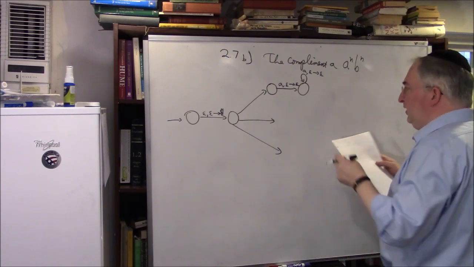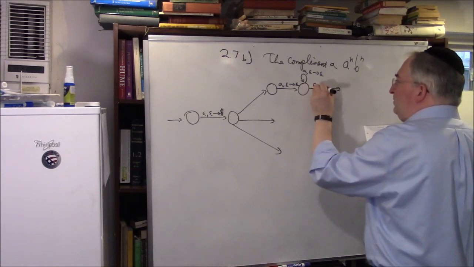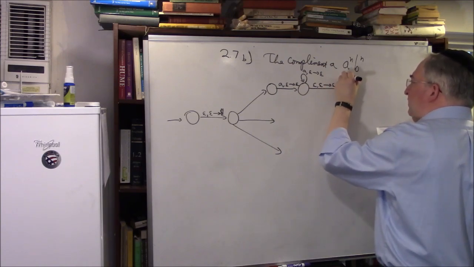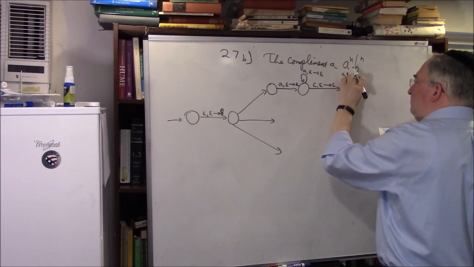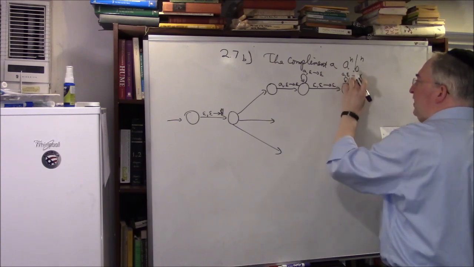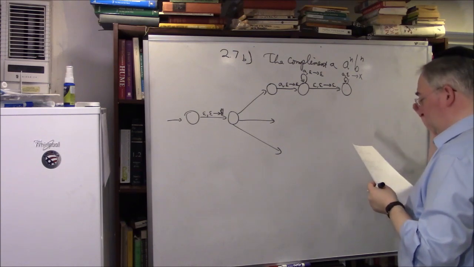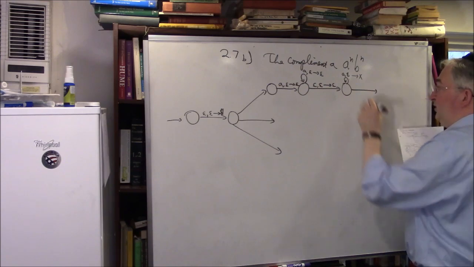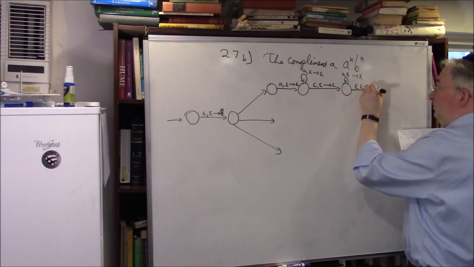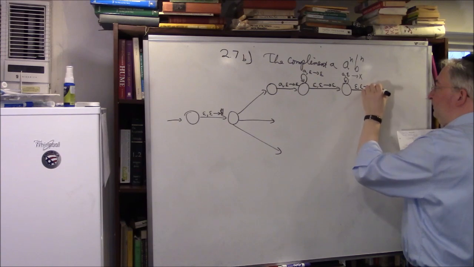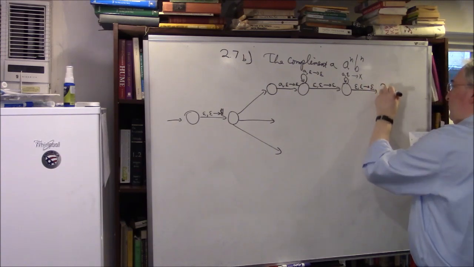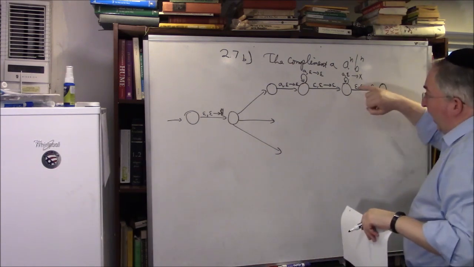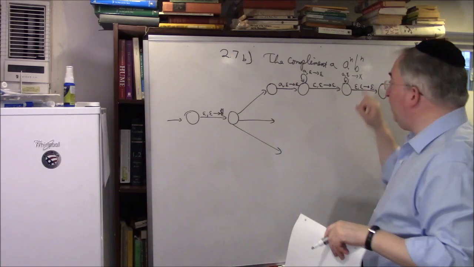Okay, and finally, now I want an epsilon move. And over here, every time I see an A, push on an X. Okay. Great. Then, when I'm finished that, do another epsilon move. Go here. And this, we do the opposite. Every time I see a B, I want to pop off an X.